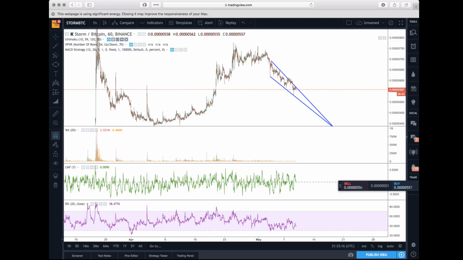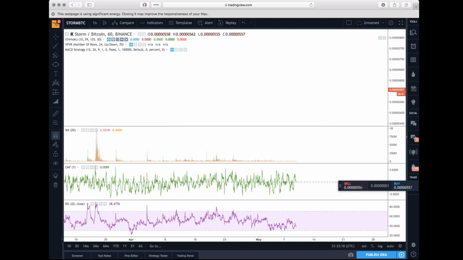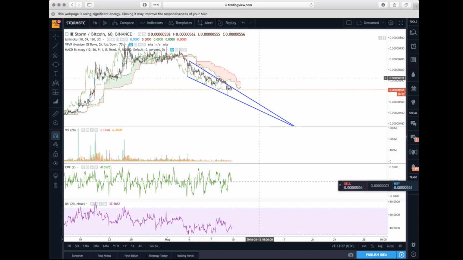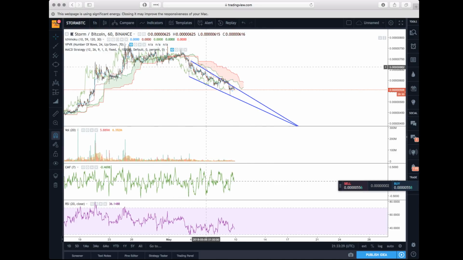Oh, I guess my settings don't like that right now. Turn that back off. Okay, so that's not really telling me anything.